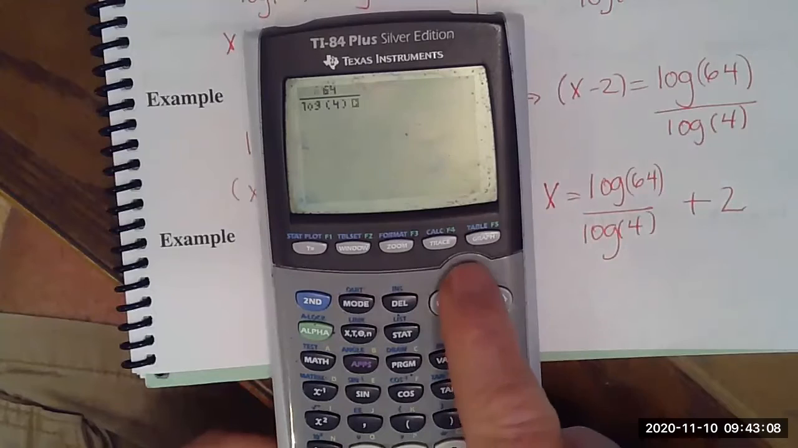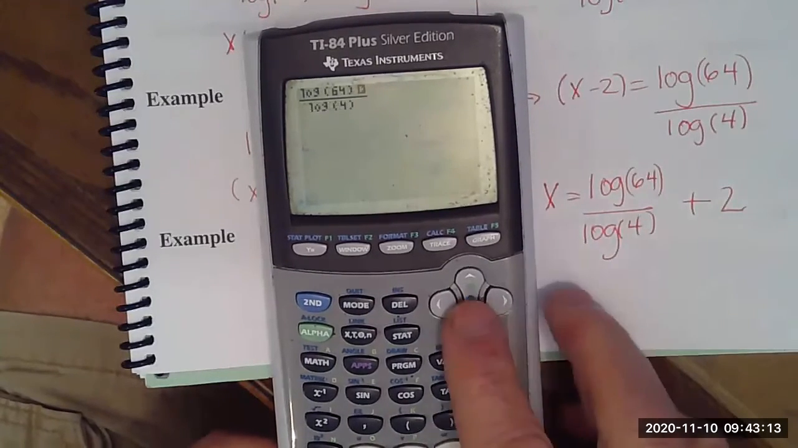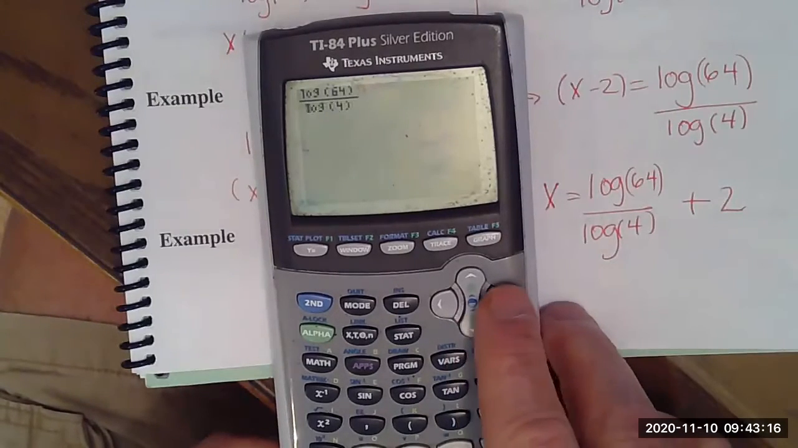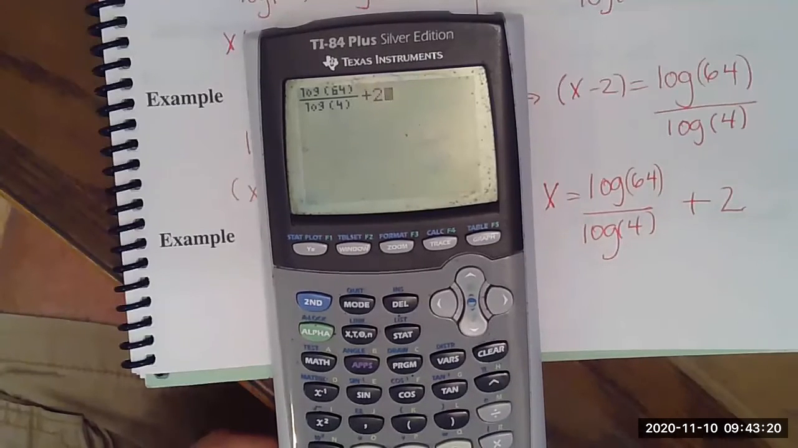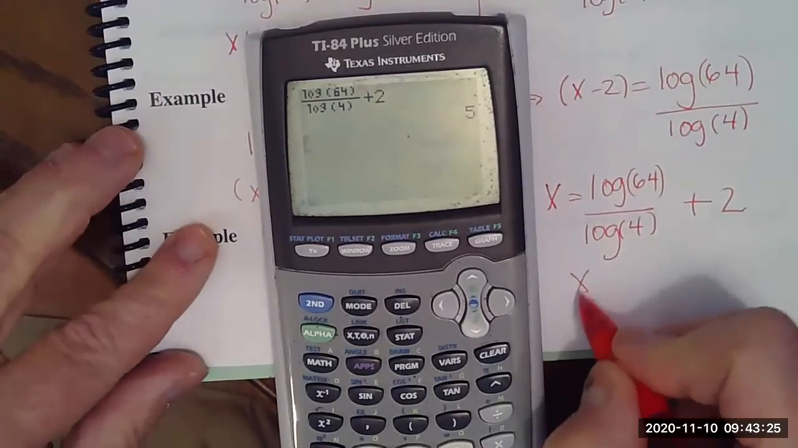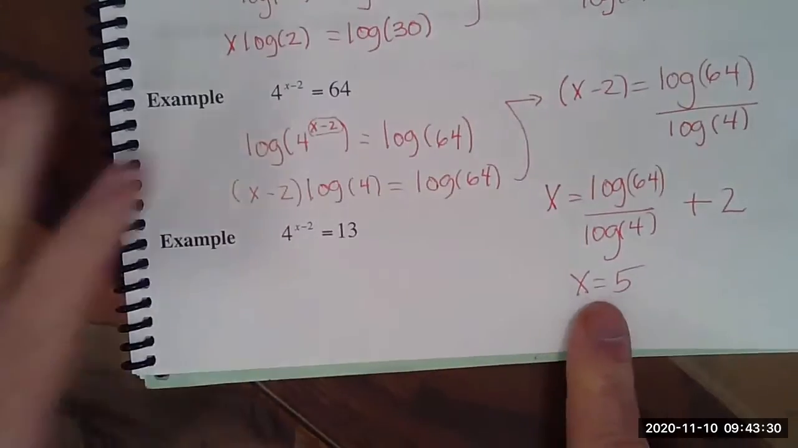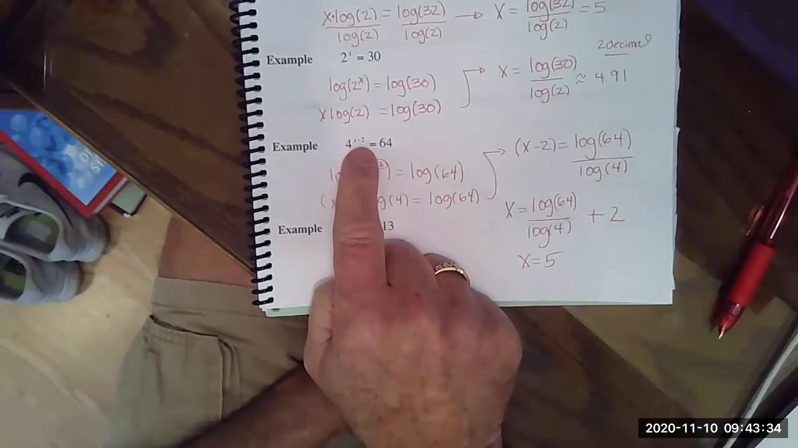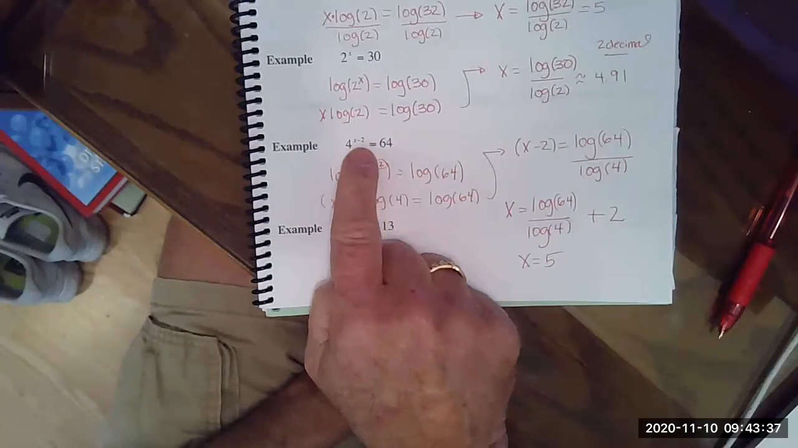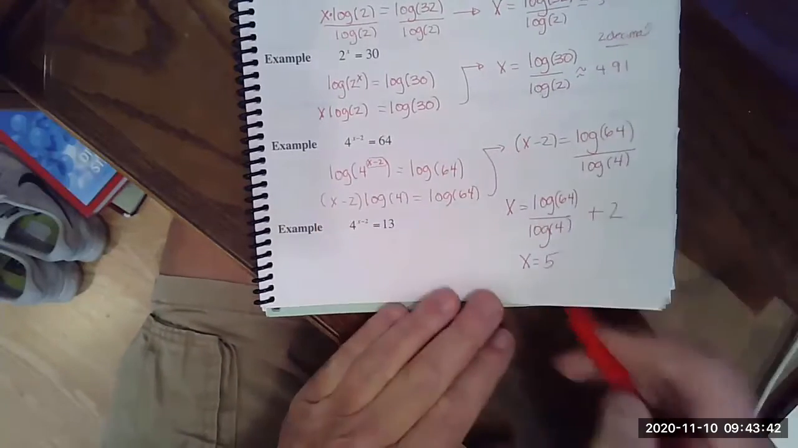Oh my gosh. Five. Exactly 5. I wonder if that's true. So you go over here and plug in a 5. 5 subtract 2 is 3. 4 to the third is 64. So that looks like a good one.